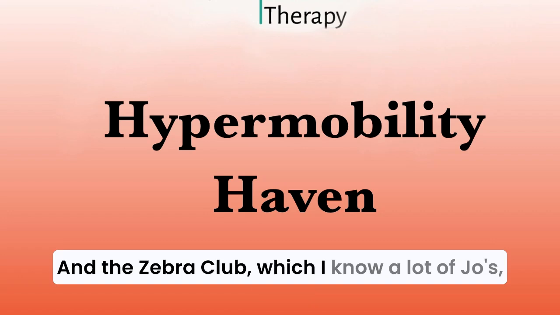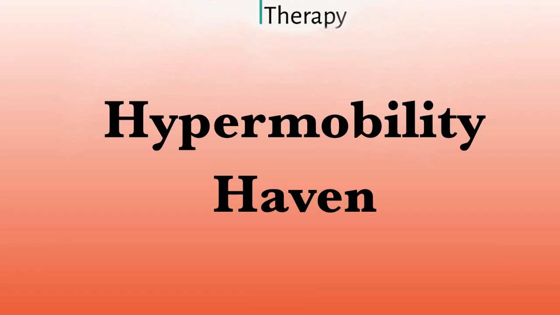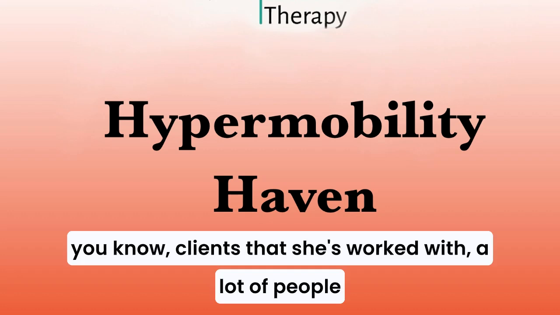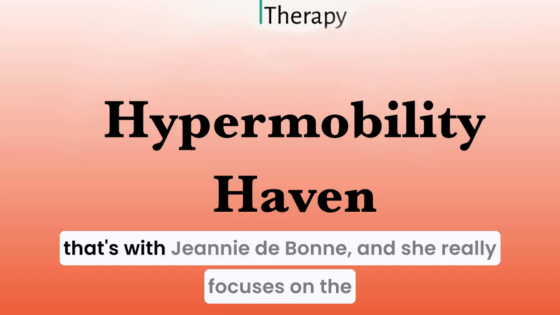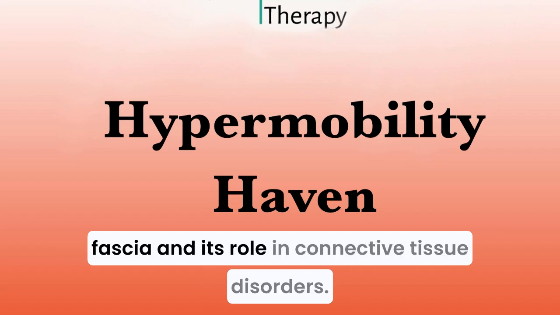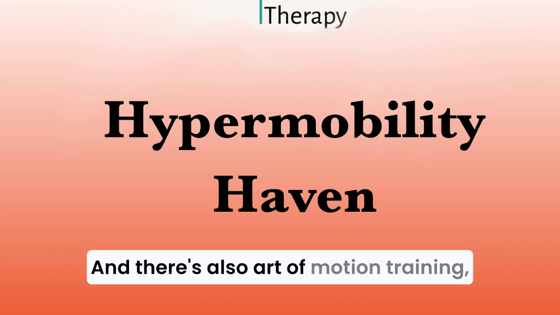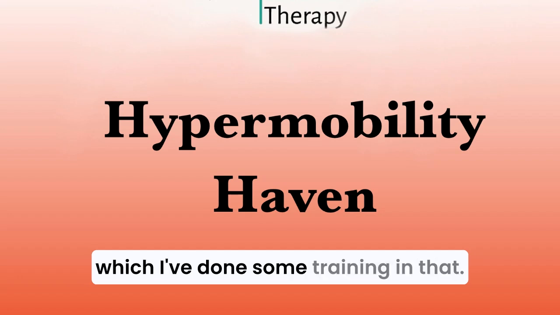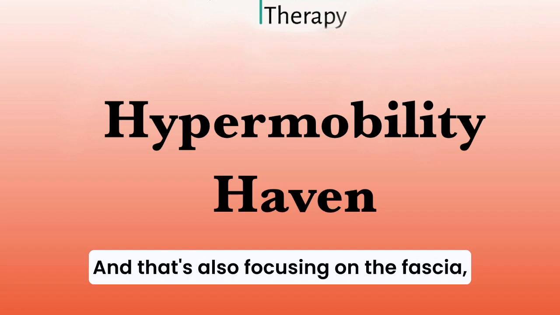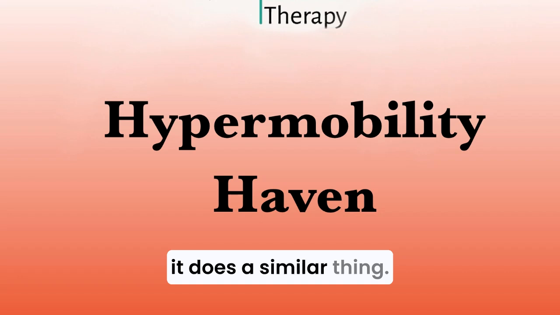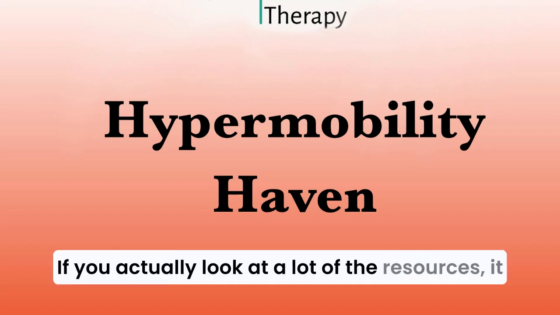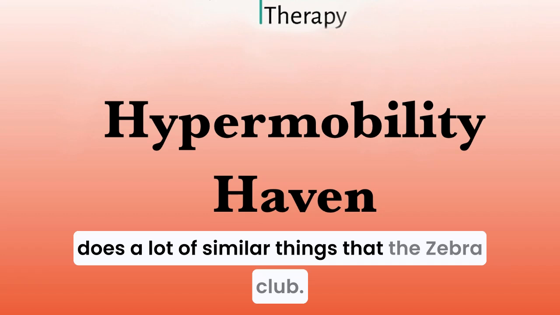And the Zebra Club, which I know a lot of Jo's clients that she's worked with, a lot of people that follow Jo's work, they also use the Zebra Club app. That's with Jeannie DeBon, and she really focuses on the fascia and its role in connective tissue disorders. And there's also Art of Motion training, which I've done some training in, and that's also focusing on the fascia, not specifically for hypermobile people, but if you actually look at a lot of the resources, it does a lot of similar things to the Zebra Club.